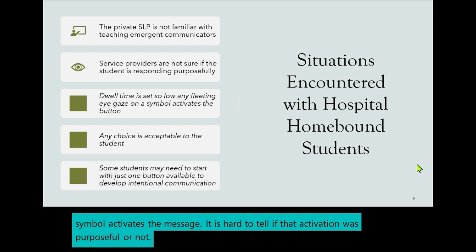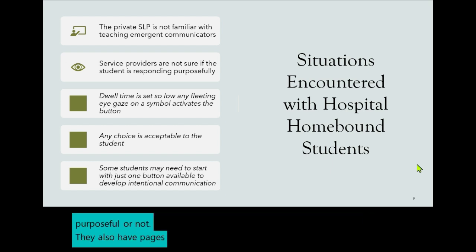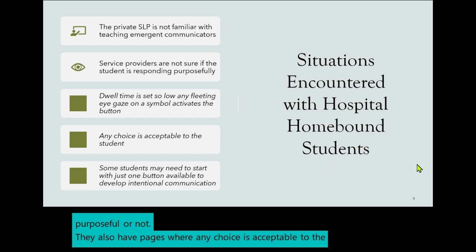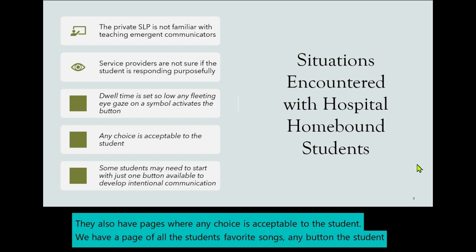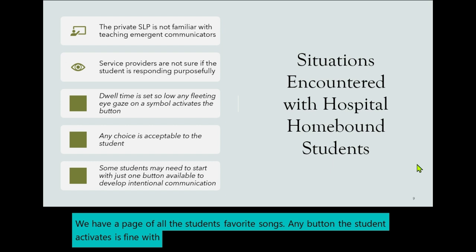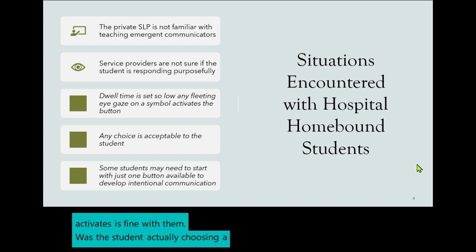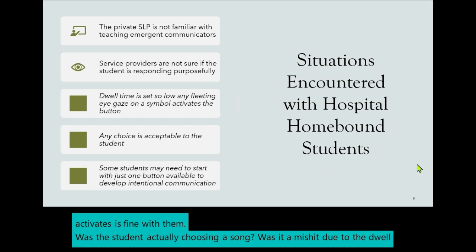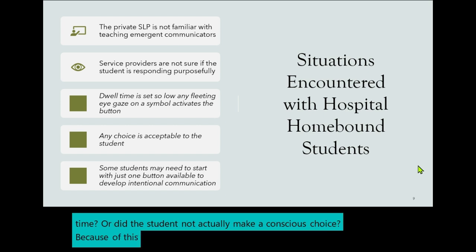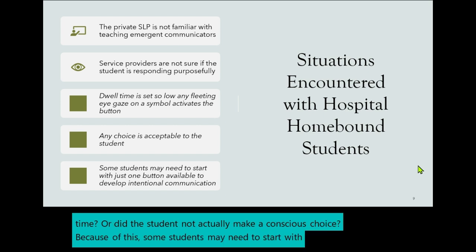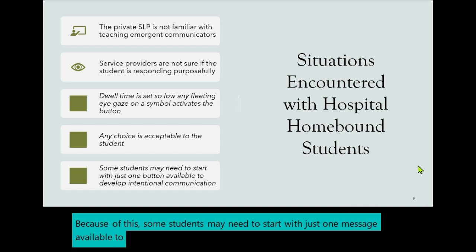They also have pages where any choice is acceptable to the student. They have a page of all the student's favorite songs. Any button the student activates is fine with them. Was the student actually choosing a song? Was it a mishit due to the dwell time? Or did the student not actually make a conscious choice? Because of this, some students may need to start with just one message available to develop that intentional communication.